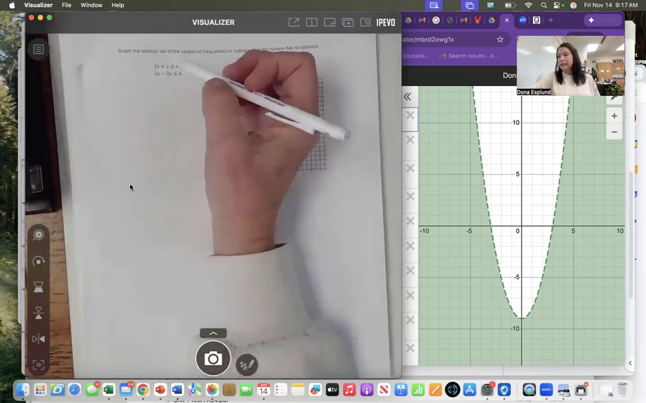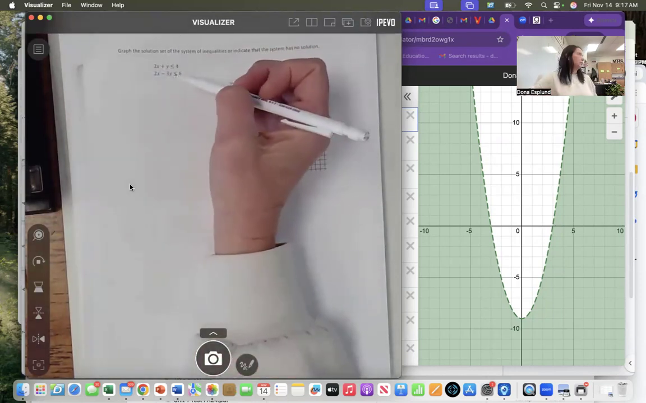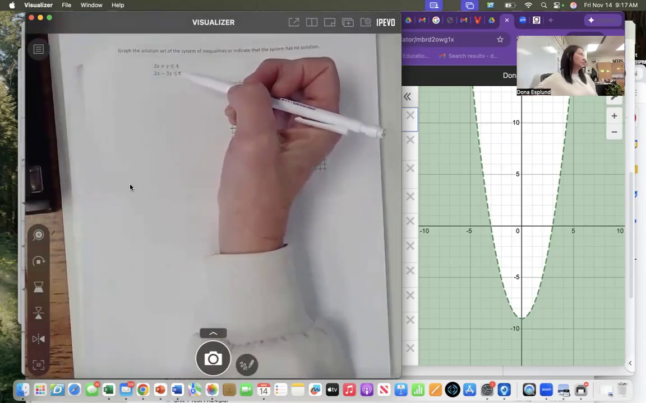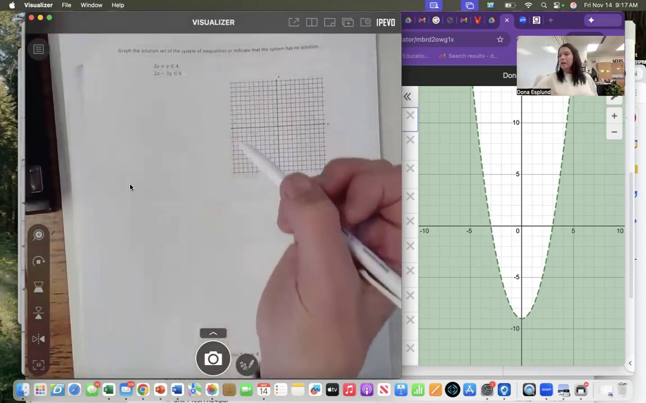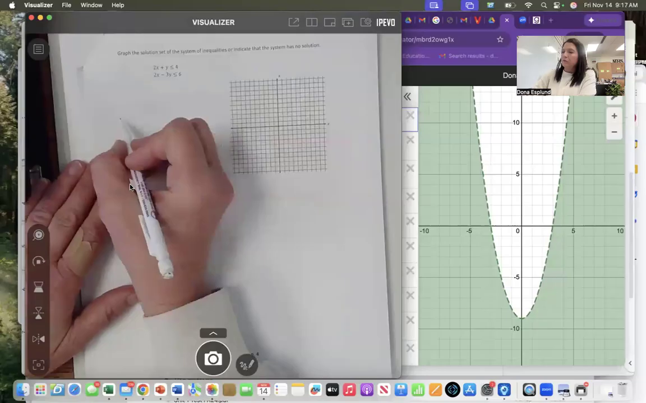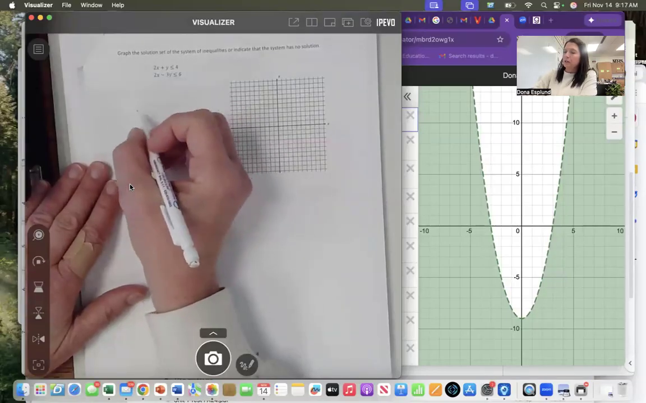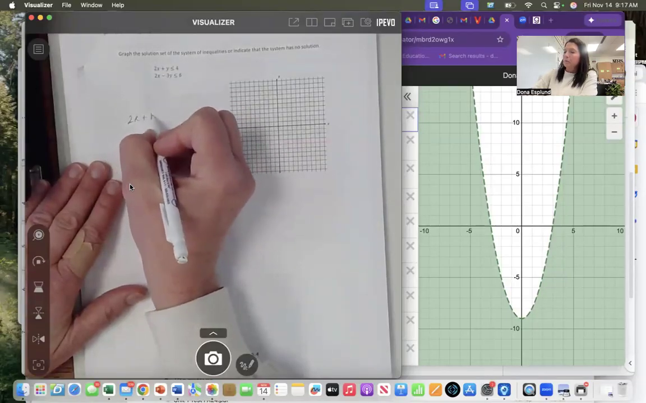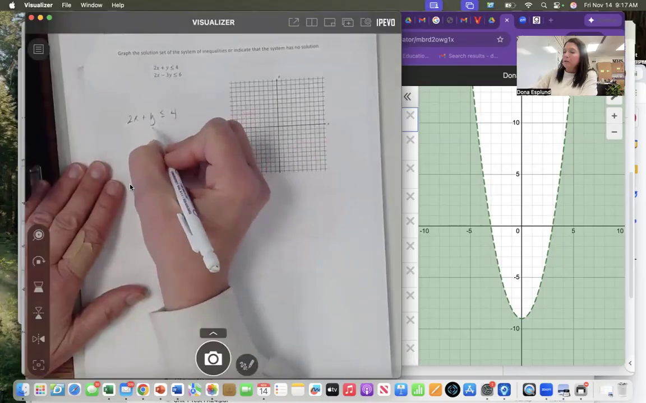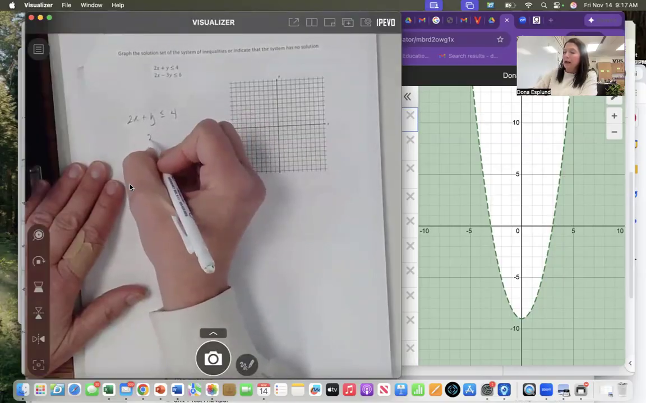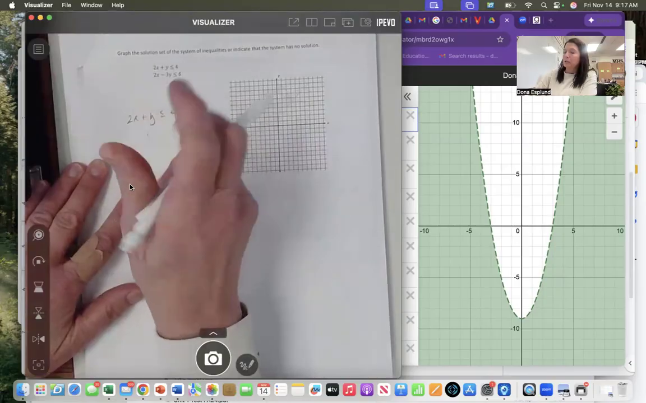Sure, that's it. And then again, to the first power, both of them are to the first power. Those are 2 linear equations. And you're right. I'm going to take the first one, 2x plus y is less than or equal to 4. I'm going to move my 2x to the other side, and I have it in the form of y equals mx plus b.